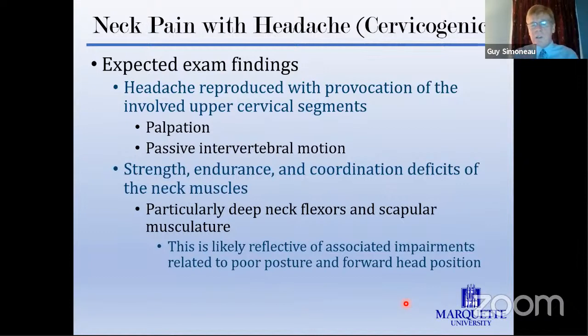And although not directly responsible for the nociception, individuals with cervicogenic headaches often have poor posture, and therefore they often have poor strength of the deep neck flexors and also of the scapular musculature, which is important to address in addition to the upper cervical spine.